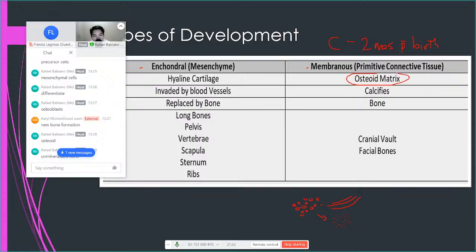Osteoid matrix. Now, as the baby or the fetus develops, of course, it receives more nutrition from the mother. If the mother eats healthy, of course.